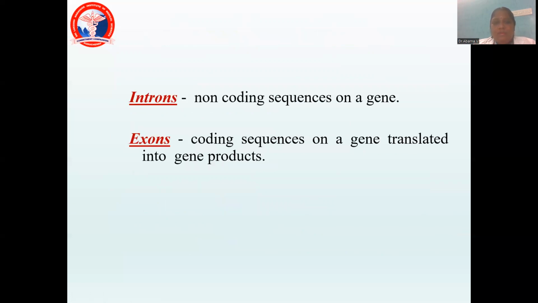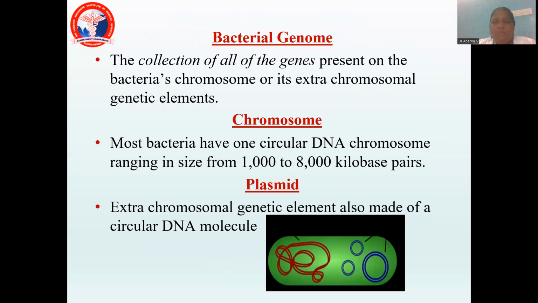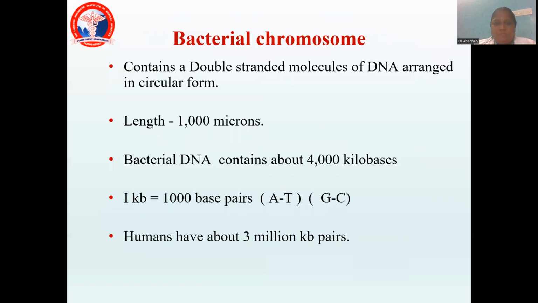And coming to the other terminologies, introns are the non-coding sequences in a gene, and exons are the coding sequences in a gene, translated into gene products. When coming to the bacterial genome, it is nothing but a collection of all the genes present on the bacterial chromosome or its extrachromosomal genetic elements. Unlike an animal cell, bacteria never have a central nucleus, nucleolus, or nuclear material. It just has chromosomal material in the center, along with the extrachromosomal genetic element, which is known as plasmids.